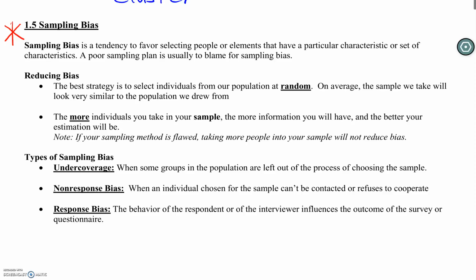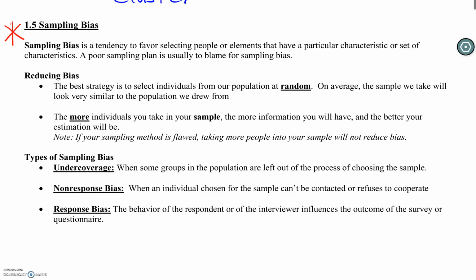So sampling bias, you can see here, is the tendency to favor selecting people or elements that have a particular characteristic. Usually a bad plan is the problem. So the very best strategy is to choose people at random. That was one of the things, especially in my second class, you guys said, what do we need from a good sample? We need it to be random, definitely. If we have that randomness, we should have a sample that looks like our population on average. That doesn't mean we're guaranteed to get a sample that looks like our population. The more people you take into the sample, the more information you have, the better your estimation will be.